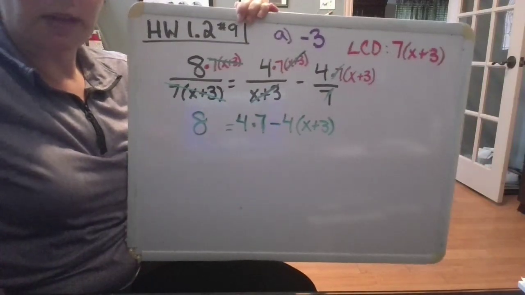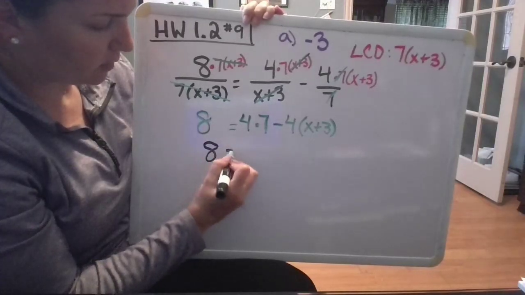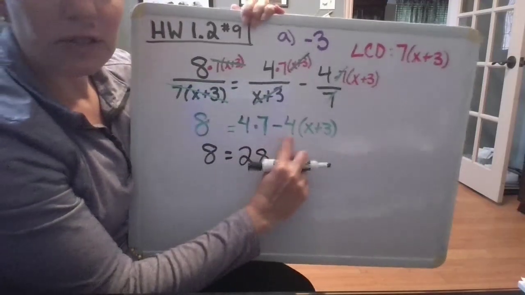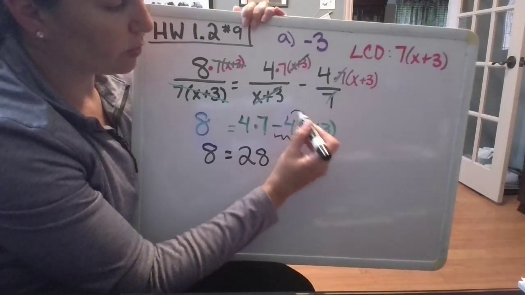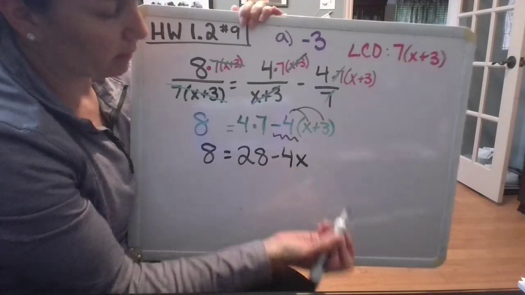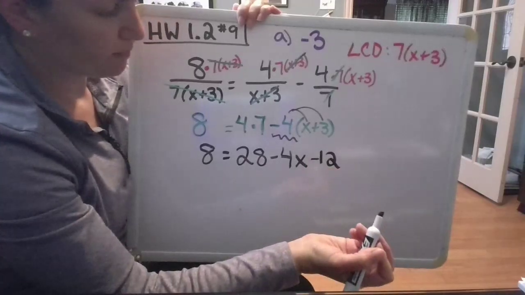So if we are then thinking about, okay, how are we going to solve this? Well, we're going to have 8 equals 28. And then this is another distribution. So we're going to take this whole -4 part and distribute to both things. So -4 times x is -4x. -4 times 3 is -12.